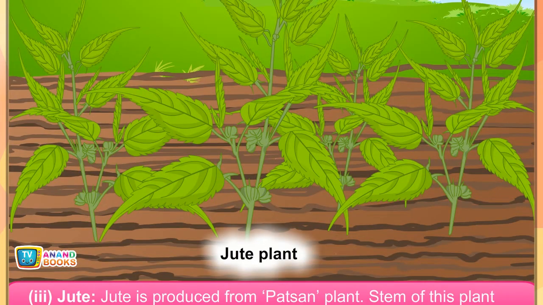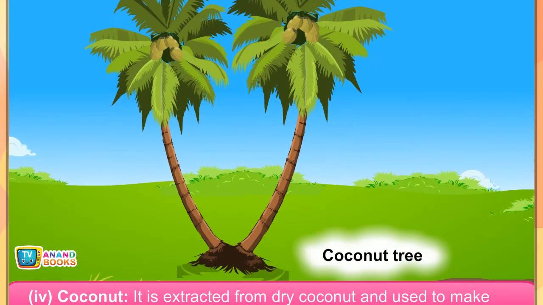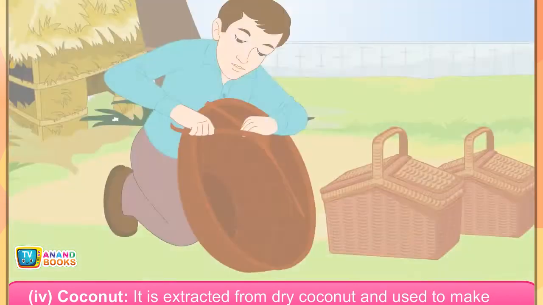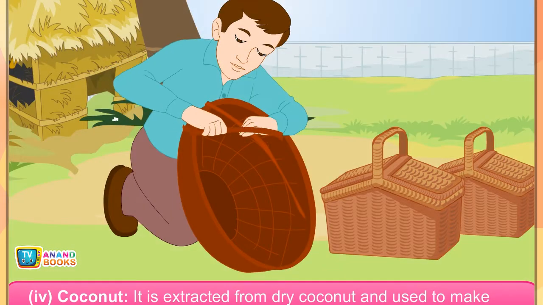Number 3. Jute. Jute is produced from the jute plant. The stems of this plant are rotted in water, dried up, and then beaten to yield jute. Number 4. Coconut. It is extracted from dry coconut and used to make ropes and carpets.